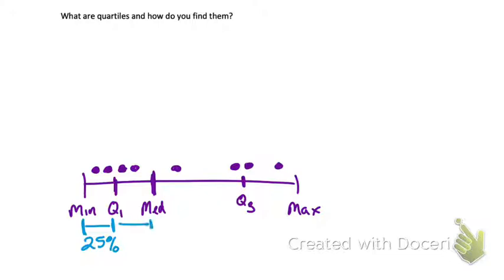Q1 to the median is still 25%. It's 2 out of the 8 in the data. This big long section here is still 25% of the data. There's 2 out of 8 data points there. That's still 25%. And then this one is still 25%, even though it's not the same size as the others.